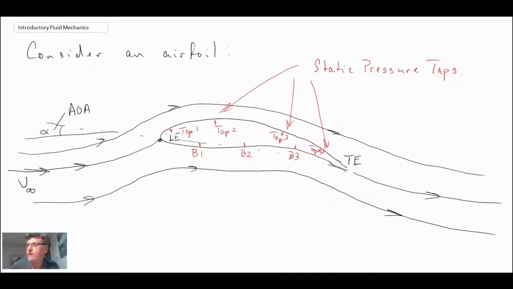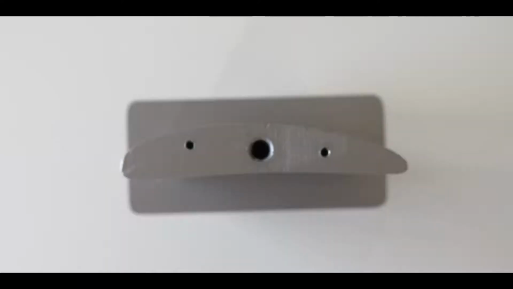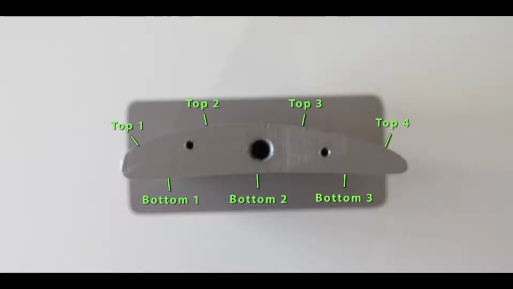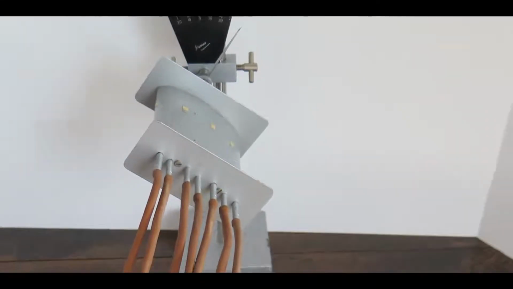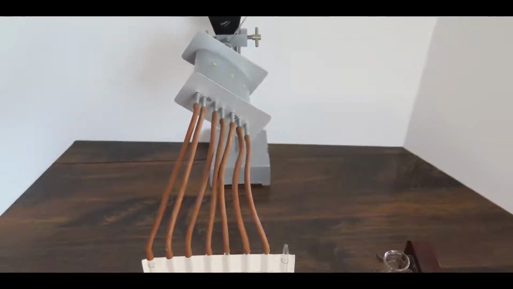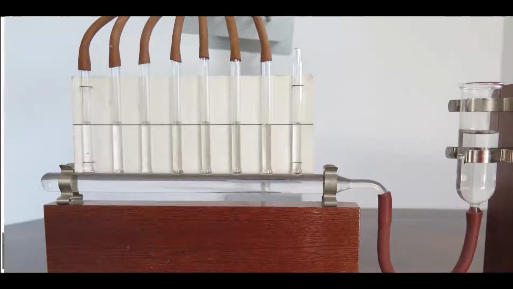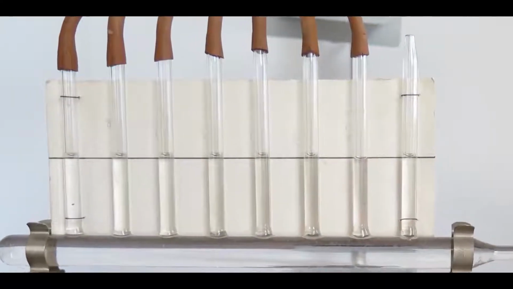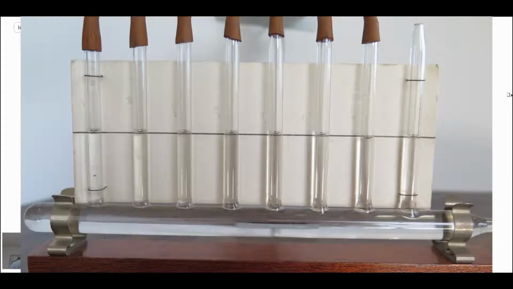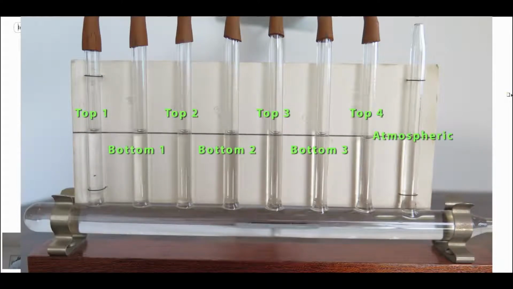And so let's take a look at this video and see what happens to the pressure when you have an airfoil in this situation. So here is a picture from the end of the airfoil, and there you can see the location of the pressure taps. There are four on the top, three on the bottom, and those pressure taps are connected to tubes which go to a manometer. It's a water manometer, and so we have a number of different sections in the manometer where we can measure the pressure, and so I'll label it here. And there you can see the four top, the three bottom, and one at atmospheric.